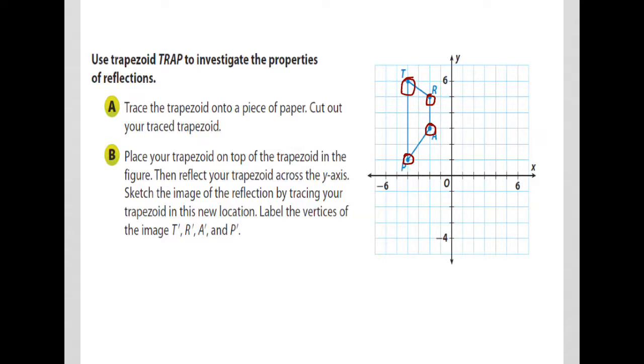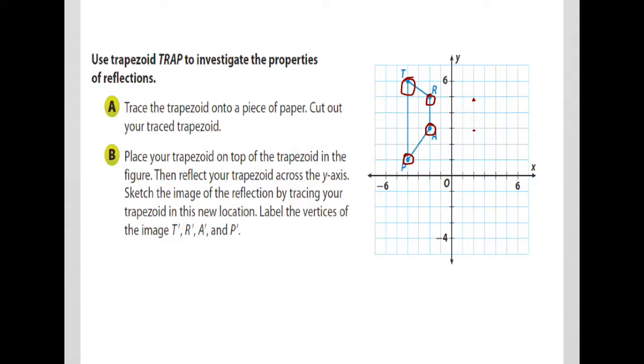Again, one thing you need to realize is you should be in your textbook. If not, then just go ahead and put this on a sheet of graph paper and look at the coordinates for T, R, A, and P. And if you notice, if you're going to flip it, then this will be your R prime. This will be your A prime.